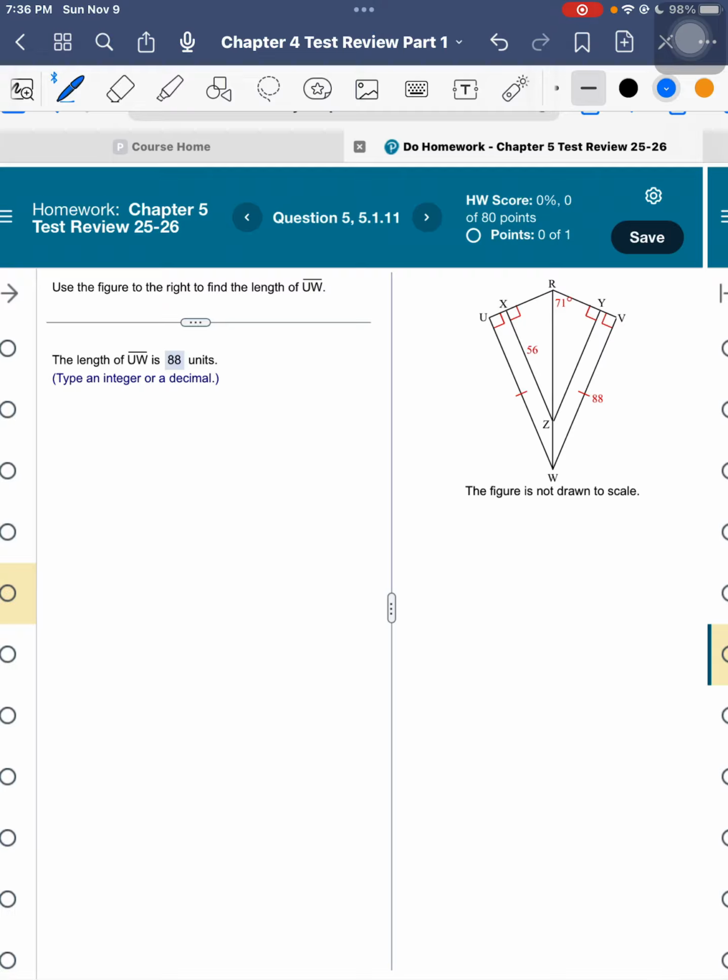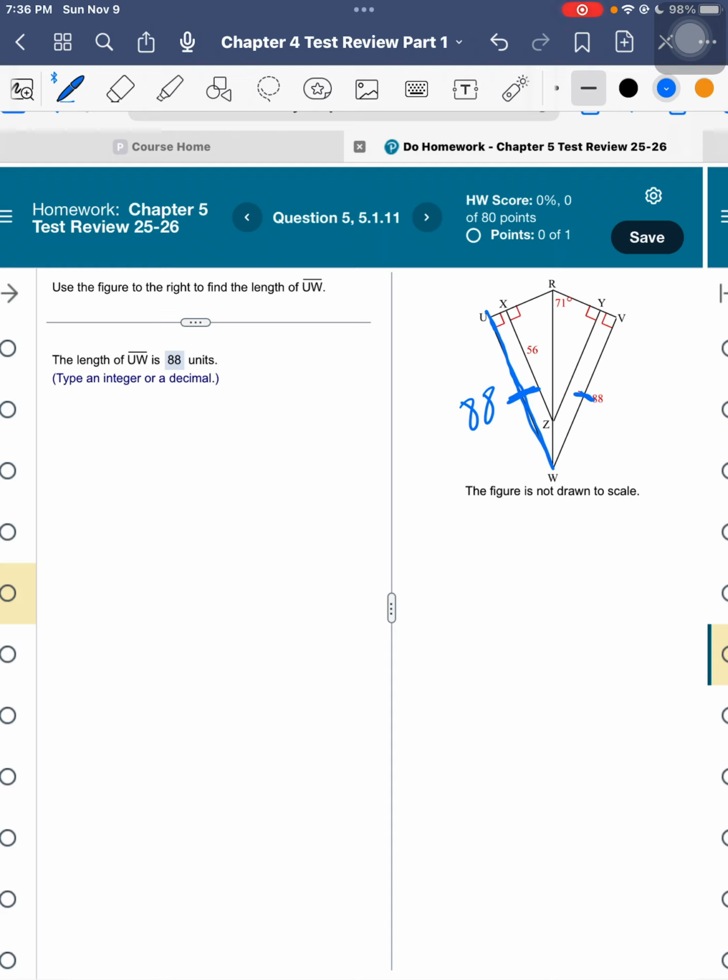Okay. So use the figure to the right to find the length of UW. So where's UW? UW right here. We see that this UW has one tick mark. What else has one tick mark? This 88. So this is also 88.